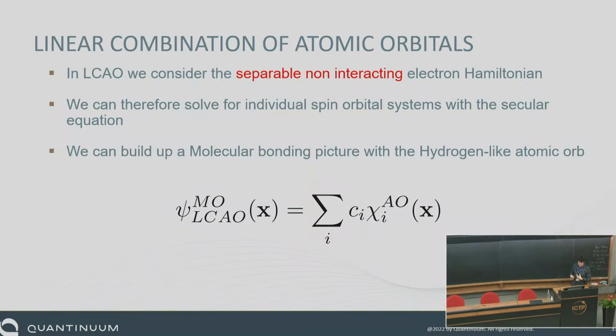And then we use the linear combination of atomic orbitals, as you can tell by the name. We form a molecular orbital from a linear combination of atomic orbitals. Okay. So you can see here that we have a sum over atomic orbitals, weighted, which are these spin orbital-like things that I just showed you before. And then we have this linear weighting for each spin orbital.